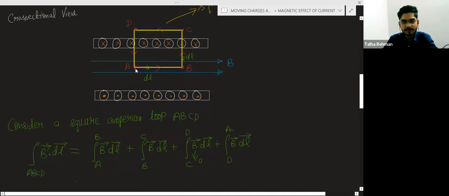First we will do the line integral of magnetic field from A to B, then B to C, C to D, then D to A. So A to B, we will calculate the line integral of magnetic field, B to C, C to D, and D to A. Now this is A to B.